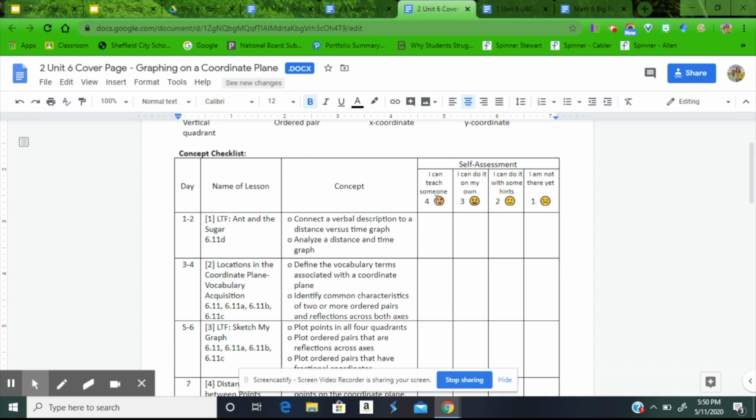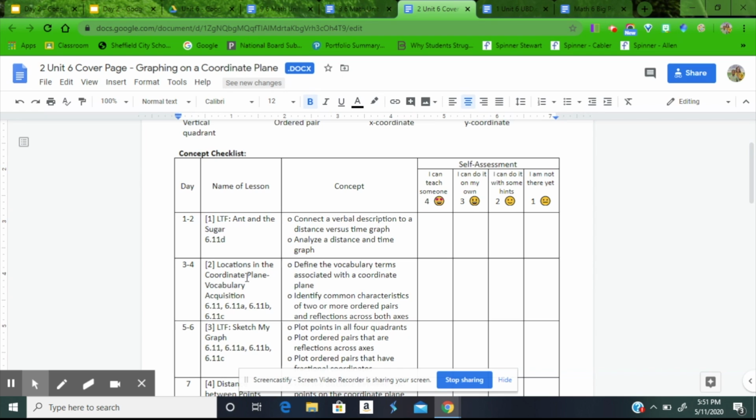Remember, you have your 4s, those are the ones that can teach someone else. Your 3s, those are the ones that can do it on their own, your proficient students. So you want all of your students to self-assess at least a 3. Then you have your 2s, I can do it with some hints. Those are the students that still need a little bit of assistance. And then you have your 1s. Those are the students that just aren't there yet.